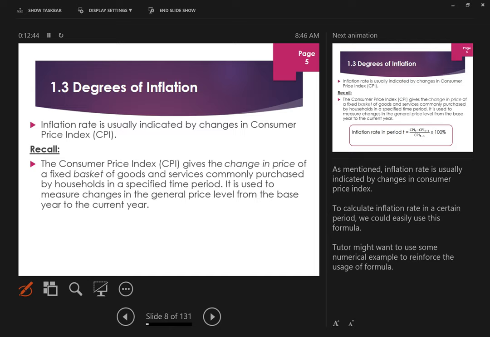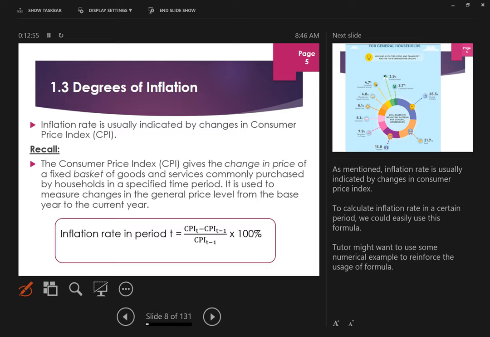So the various degrees of inflation are of course dependent on the inflation rate. But before you can go about understanding the various degrees of inflation, you need to know how to calculate the inflation rate. The formula is as such: CPI T, the consumer price index of time period T, minus CPI T minus 1, the year before the period T, over CPI T minus 1, times 100%. This formula is useful when you're asked to calculate the inflation rate.